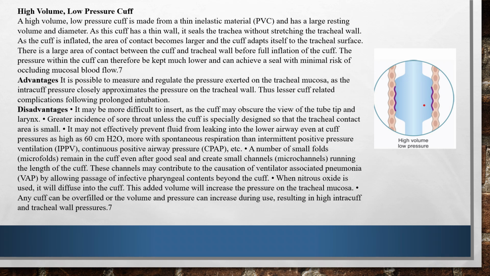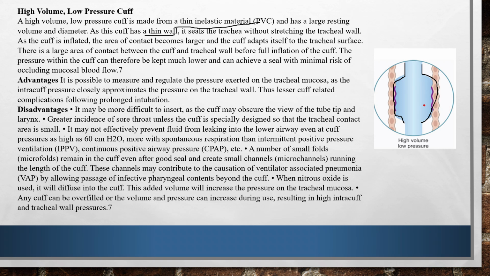As the name suggests, high volume means it has a larger area of contact with the tracheal wall than the low volume high pressure cuff, and it has a conforming shape and will occupy a larger amount of space against the tracheal wall. And this kind of cuff, the high volume and low pressure cuff, is made up of thin and elastic material like PVC, and it has a thin wall.